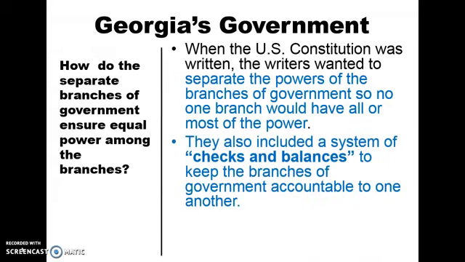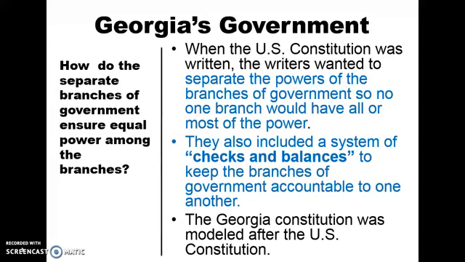We also included a system of checks and balances. This is to let each branch know that you have a certain job, but your job cannot be the same as my job. So the executive branch carries out the laws, but they can't make the laws. So the governor can't write a law and say this is a law. Only the legislative branch can do that. And this is exactly how our U.S. Constitution is modeled.